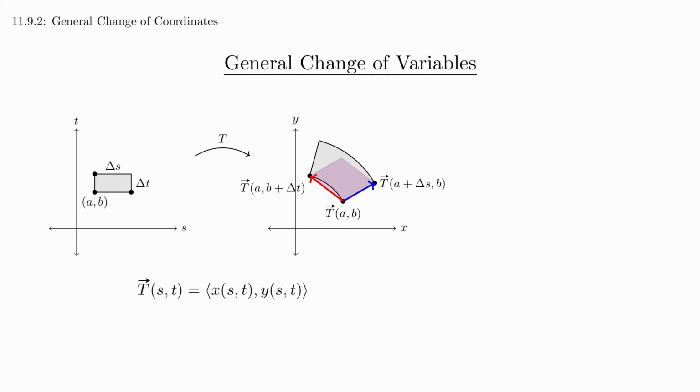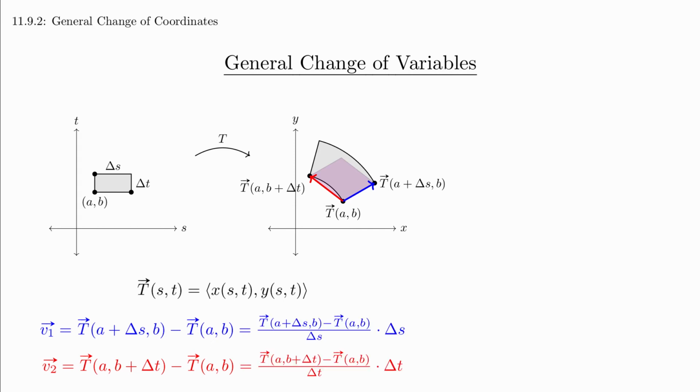To approximate the area, we're going to use the parallelogram formed by two of the sides. We can get the expressions for these vectors by subtraction. Notice that we can factor out a delta s or delta t to make these look like difference quotients. Then we can take the limit as delta s and delta t go to 0 to get these partial derivatives and differential terms. At this point, I'm diverging from the book's presentation, but we'll see that we end up in the same place when we're done.